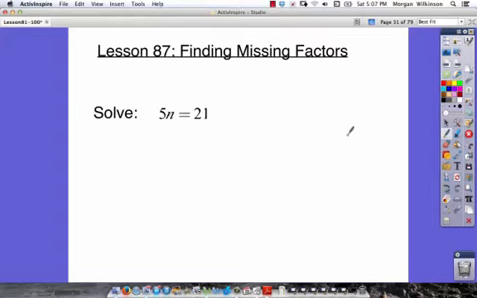Lesson 87 today is about finding missing factors. And the first problem that we have to do is to solve 5n equals 21. Now whenever we see a number touching a variable, it means multiplication. So we're going to multiply some number n times 5 to get to 21. Do you know what number you have to multiply 5 by to get to 21?